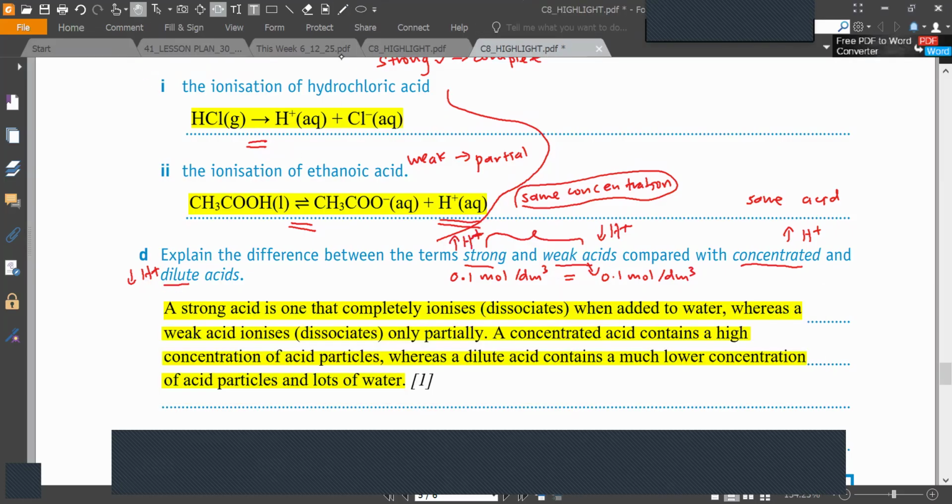Strong acid completely ionizes or dissociates when added to water. Weak acid ionizes partially. In a concentrated acid, there will be a high concentration of acid particles. Dilute acid has a much lower concentration of acid particles. So that's the idea.